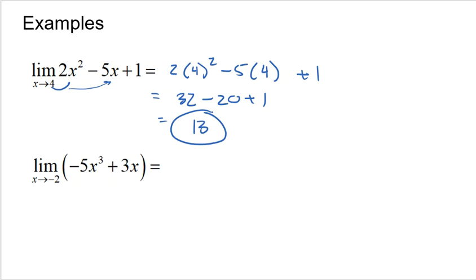That's why to find the limit, all I had to do was plug in 4. Again, it's called direct substitution. Just directly plug it in.